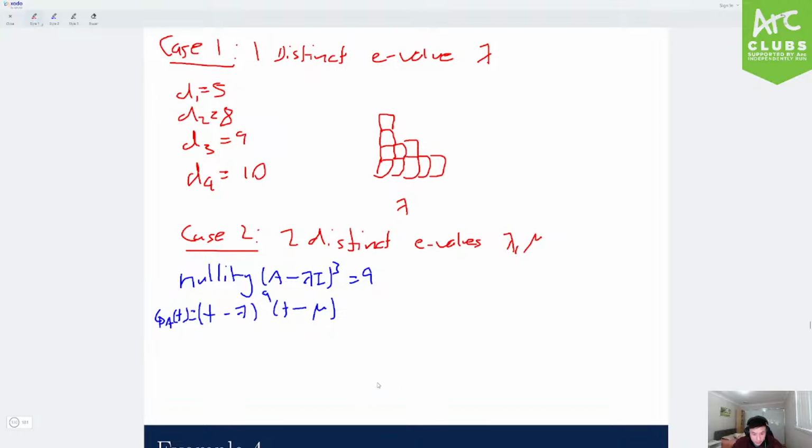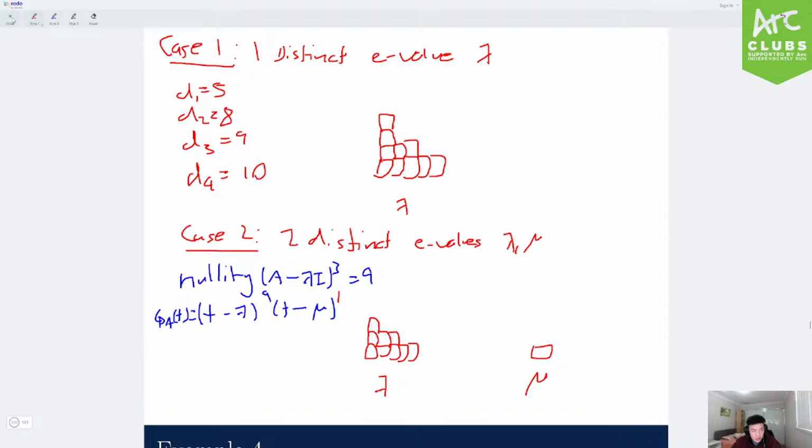Again, the block diagram for lambda is just going to be this 5 in the bottom, 3 after that, and 1 at the top. And because in the second case we can only have t minus lambda to the power 1, our block diagram for our second eigenvalue mu is just going to be a single block in the base. That's the only way we can represent the block for mu.